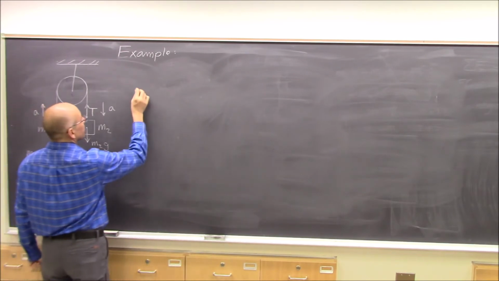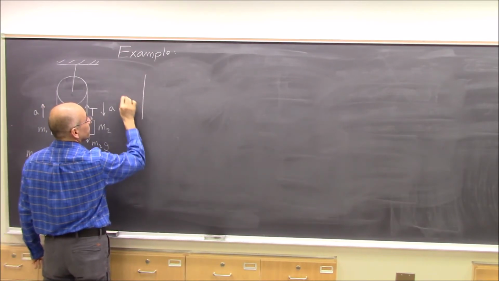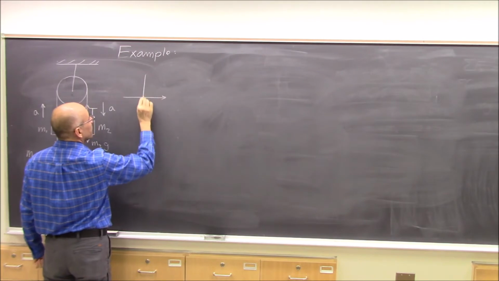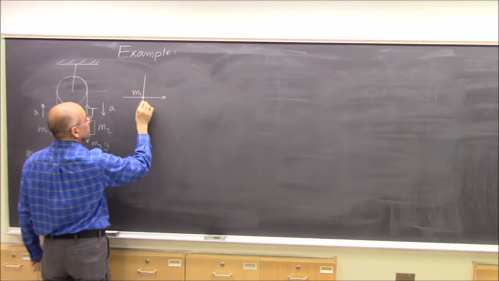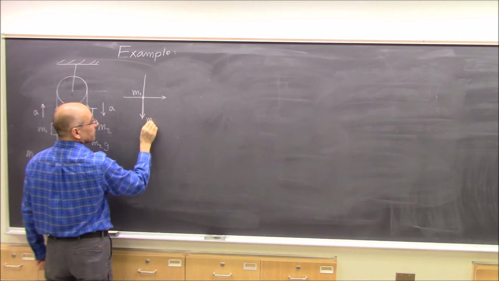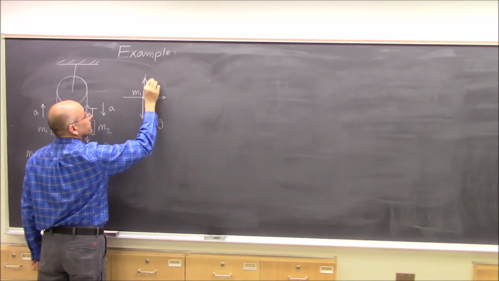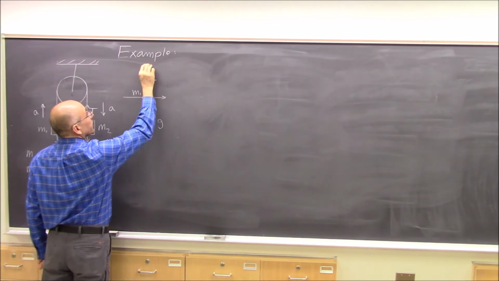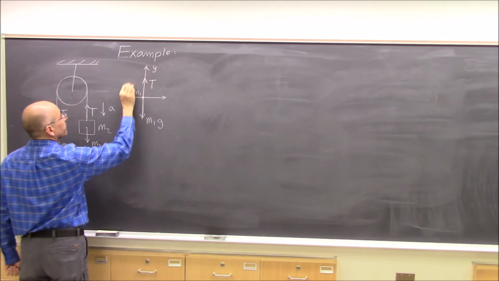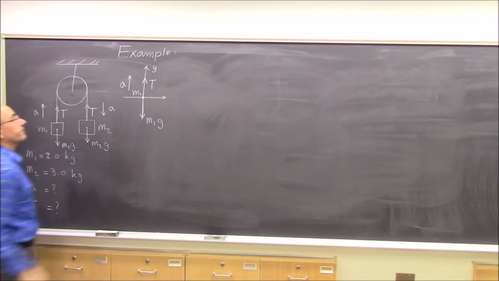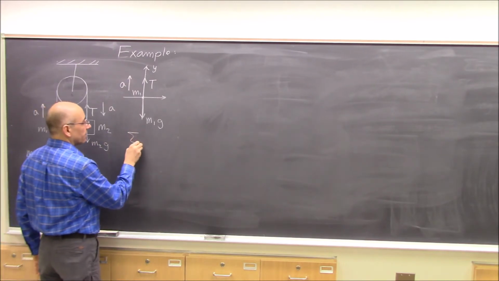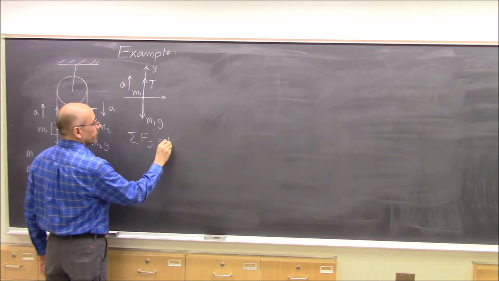So let's consider M1. Free body diagram for M1 is M1G downward, and the tension force upward. This is the y direction, and the acceleration is also upward. Apply sum of Fy equal to M a y.